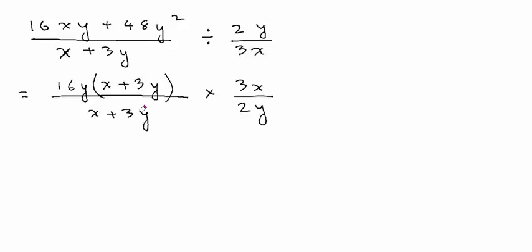Like I said, we can cross off the x plus 3y on the numerator with the x plus 3y on the denominator. Cross off the y with the y. And also the 2 with the 16. 2 times 8 is 16. Let's just find out what we are left with now. We have an 8 here. The y is gone. This is gone. So nothing's left on this side. 8 times we have a 3x, which is 24x.